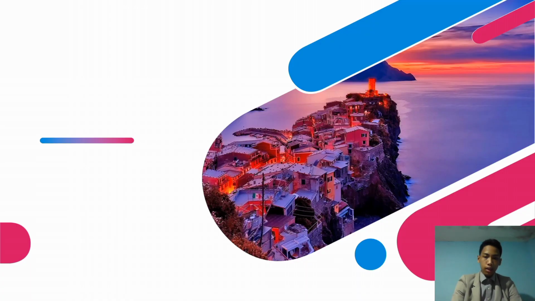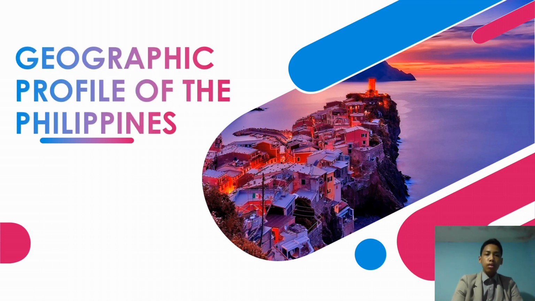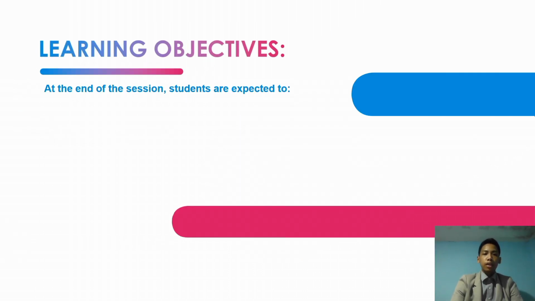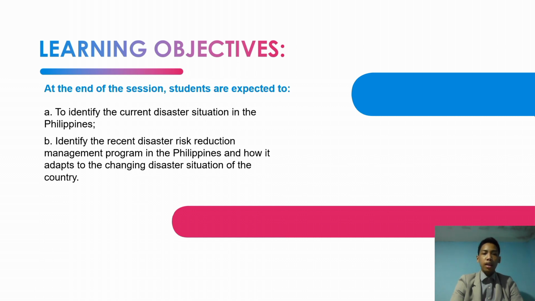Hello, my name is Ken Christian Luardo, and my topic is about the geographic profile of the Philippines. Learning objectives. At the end of the session, the students are expected to: A, identify the current disaster situation in the Philippines; B, identify the recent disaster risk reduction management program in the Philippines and how it adapts to the changing disaster situation of the country; C, understand the potential scope of disaster preparedness measures.